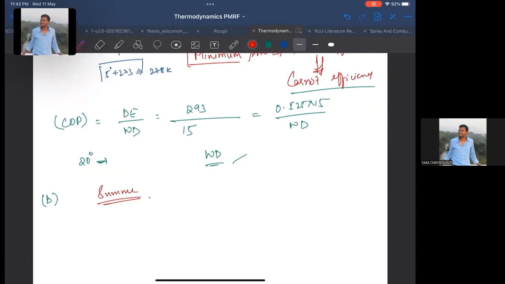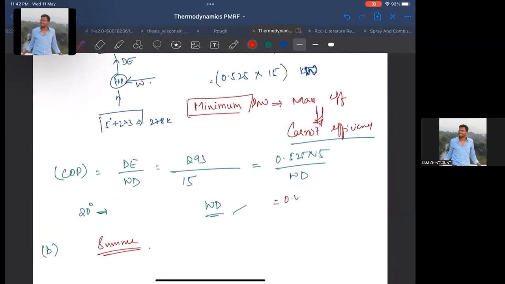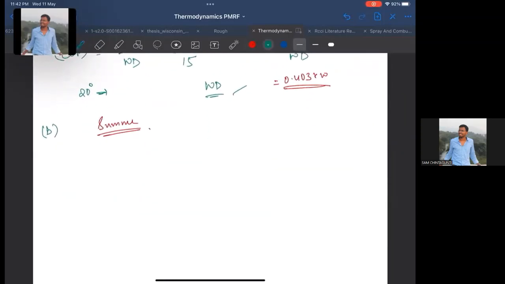0.525 into 15, 0.403 kilowatt. So now your work done is same, equal to 0.403 kilowatts, and they're saying that what is the maximum outer temperature. Again, the maximum outer temperature means it is a Carnot cycle. So outer temperature for which the inside can be maintained at 20 degrees centigrade.